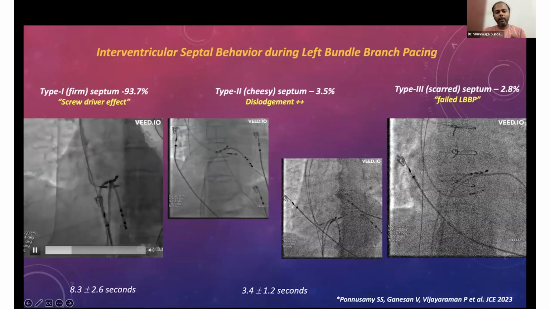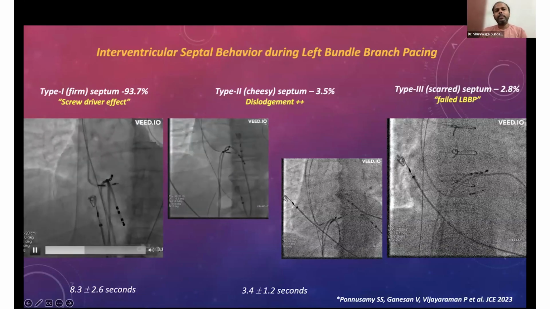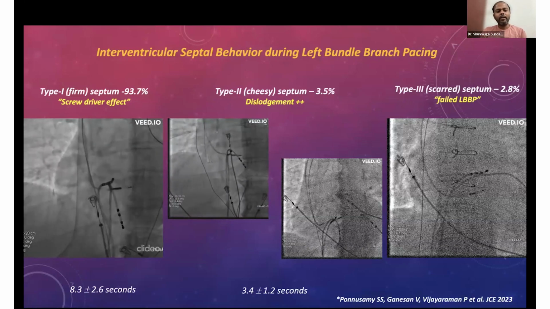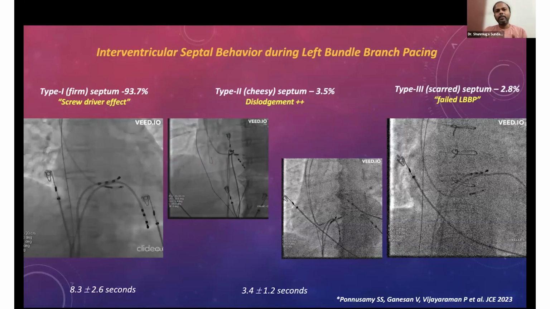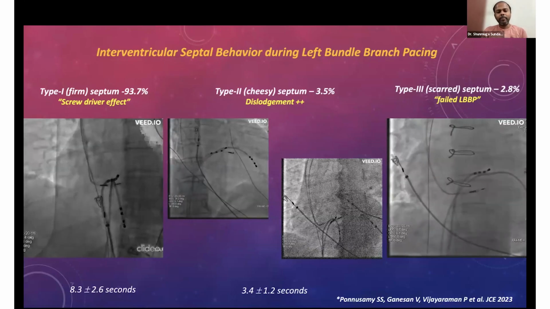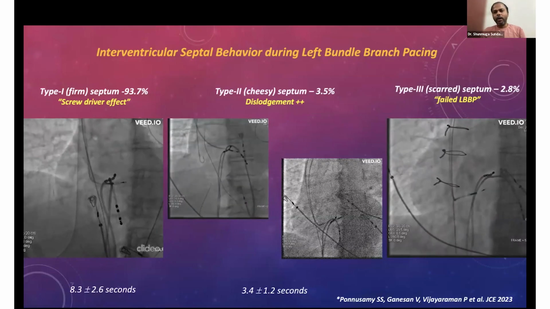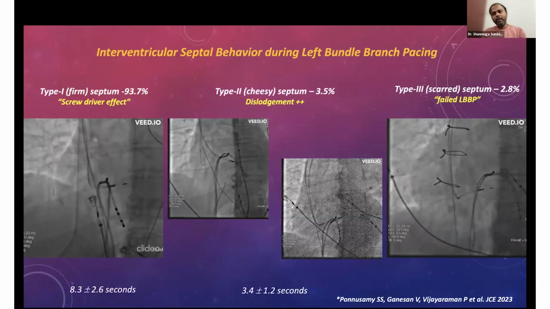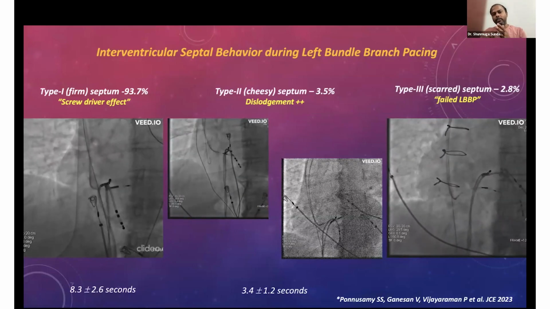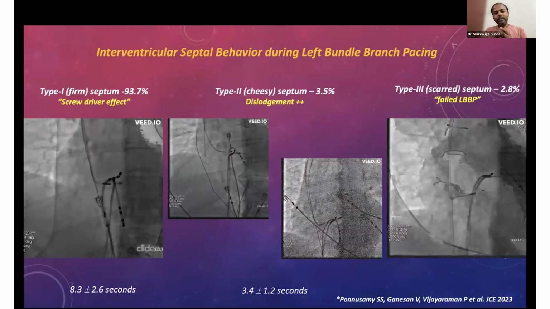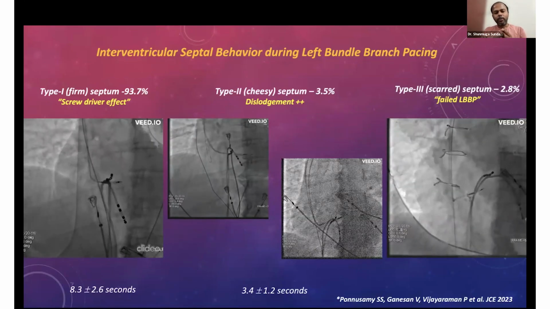So type 1 is luckily the most common septum. Irrespective of the LV function, the septum will be firm, and you have a typical screwdriver effect as the lead moves in from the right side to the left side. Remember, as I give rapid rotation, I rarely give any push. You don't have to give a real push for deploying the lead. You give rapid rotation, just like a screwdriver penetrating the wall. The lead with its helix actually enters into the septum with the so-called screwdriver effect.